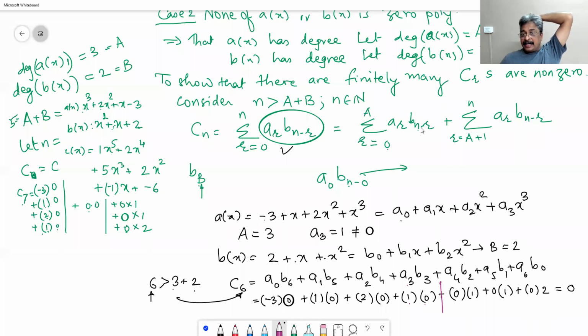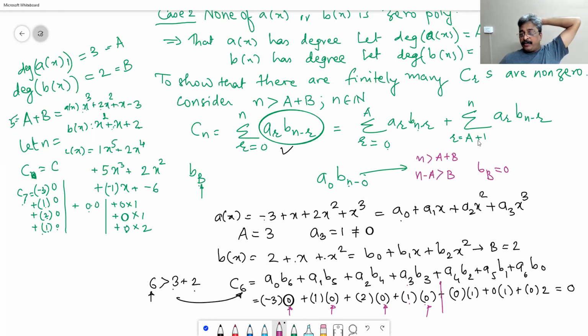Because n is greater than R, n is greater than A plus B, out of which we removed A. So if we remove A from both sides, n minus A becomes greater than B. Therefore, when r is equal to A, n minus r, which is n minus A, becomes bigger than capital B, and everybody greater than capital B, b is 0, and therefore all these terms are 0.